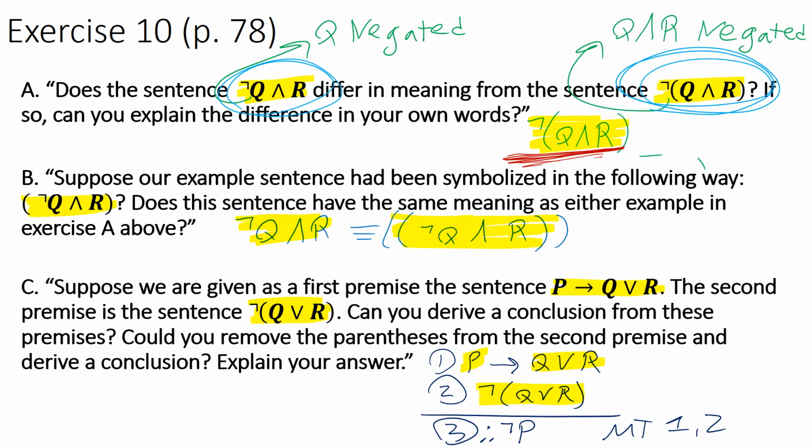Now, if we remove the parentheses from the second premise, we couldn't deny the consequent, so we couldn't derive anything. We would be stuck, or we would be done. That's it. Nothing more could be said. So it's pretty clear that removing the parentheses makes a world of difference, and they're not logically equivalent. Okay, so not parentheses Q or R is not identical with not Q or R.